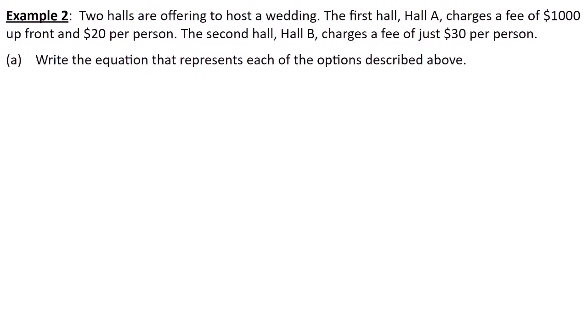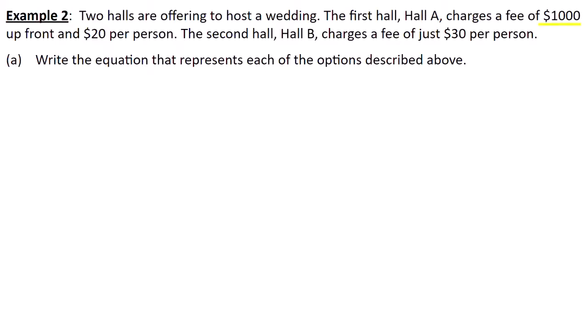Now, example 2, we have two banquet halls that are offering to host a wedding. The first hall, which we'll call Hall A, charges a fee of $1,000 up front and $20 per person. The second hall, Hall B, charges a fee of just $30 per person. Now, we want to write an equation that represents each of the options described above.